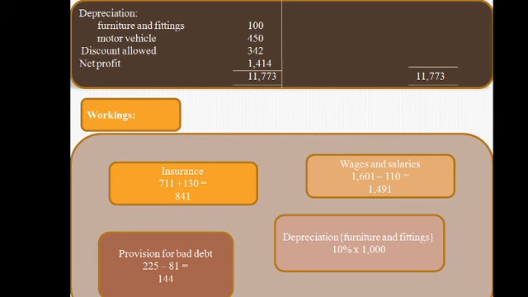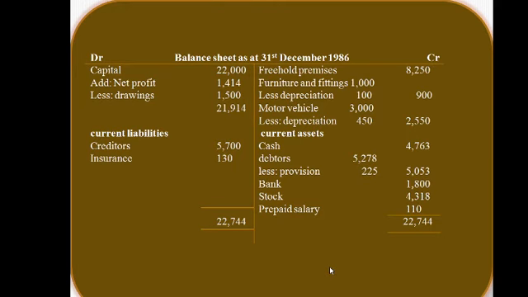Okay, down here I have my workings, how I got my insurance, how I got my wages and salaries, how I got my provision for bad debt, how I did my depreciation. And after that, the question said I should equally solve my balance sheet. That is what I'm going to do here. If you look up here, you see my debit, you see my credit. This is the heading, balance sheet as of 31st December 1986. As of 31st, no longer for the year ending, as of 31st December 1986.